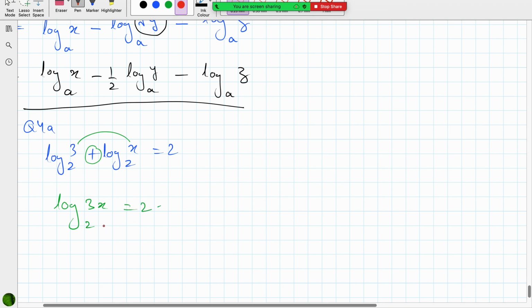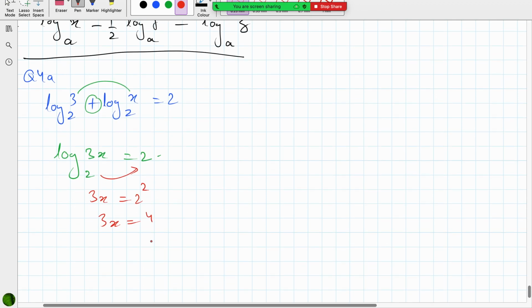Now I'm going from log to index form. This 2 goes on the other side, becomes 2 raised to power 2. 3x is equal to 4 and x is equal to 4 by 3. Got it?